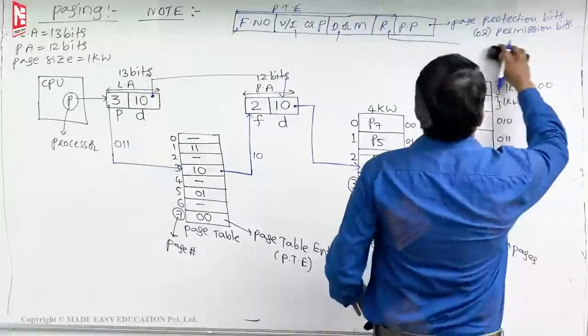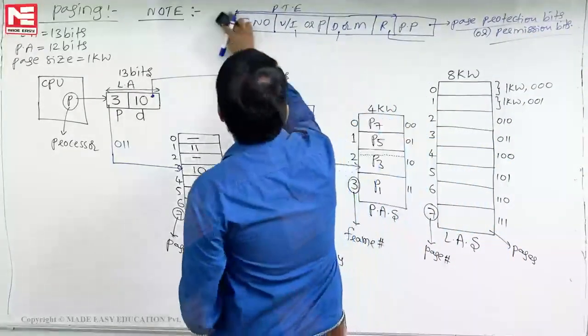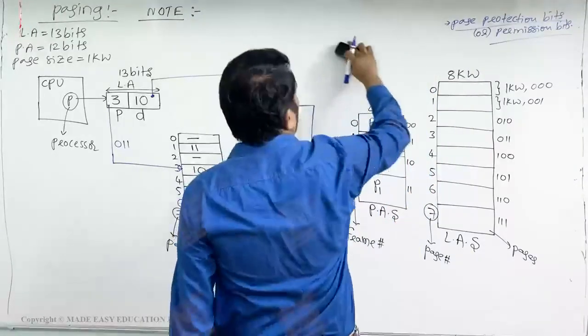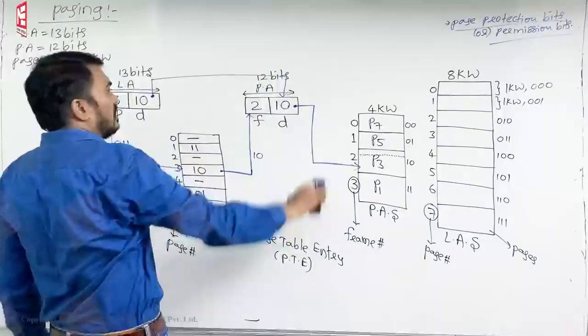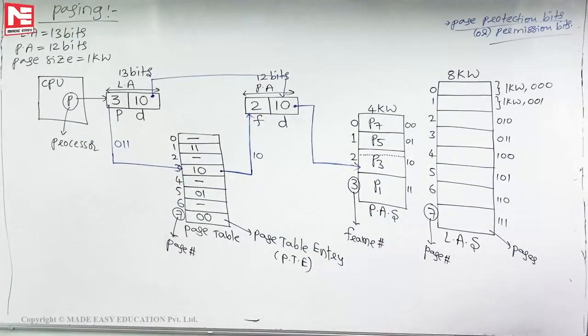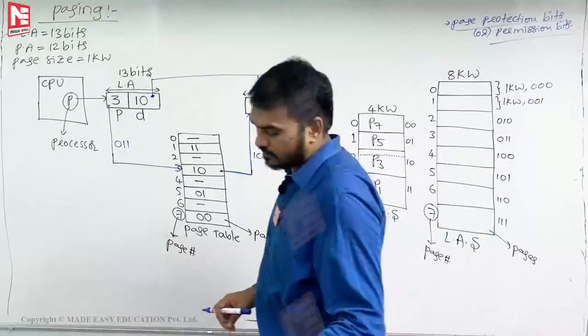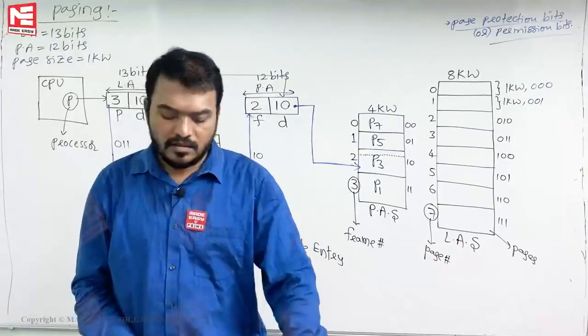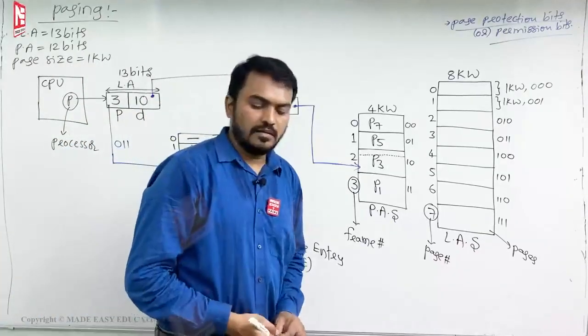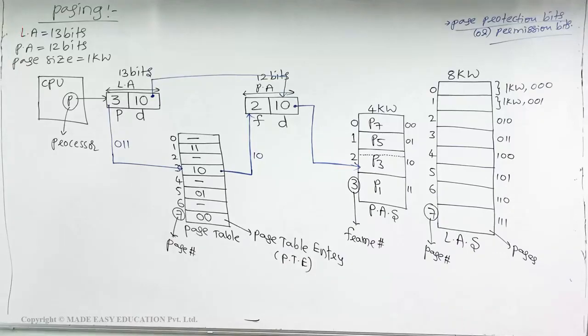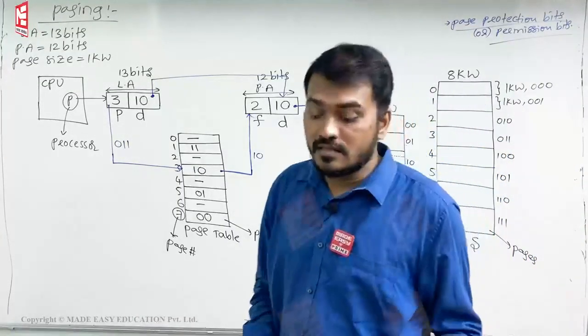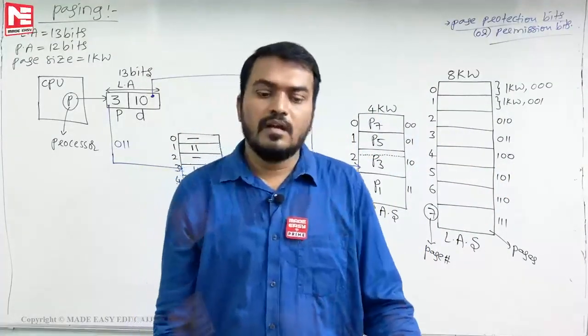So next, the last one, is page protection bits or permission bits. Note down, these bits are used for the protection and security from unauthorized access.